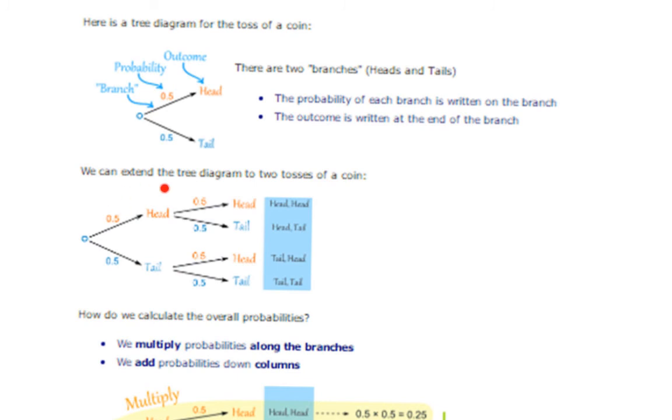We can extend the tree diagram to 2 tosses of the coin. So if you toss a coin twice, you're either going to get heads or tails the first time, so that first part stays the same, and then you're going to add a second layer of branches here for the second toss. So the second toss can also get heads or tails. The second toss can also get heads or tails here. Each time you flip the coin, though, that probability of 1/2 or 0.5 stays the same. So that's why you write that 0.5 on each of these branches.